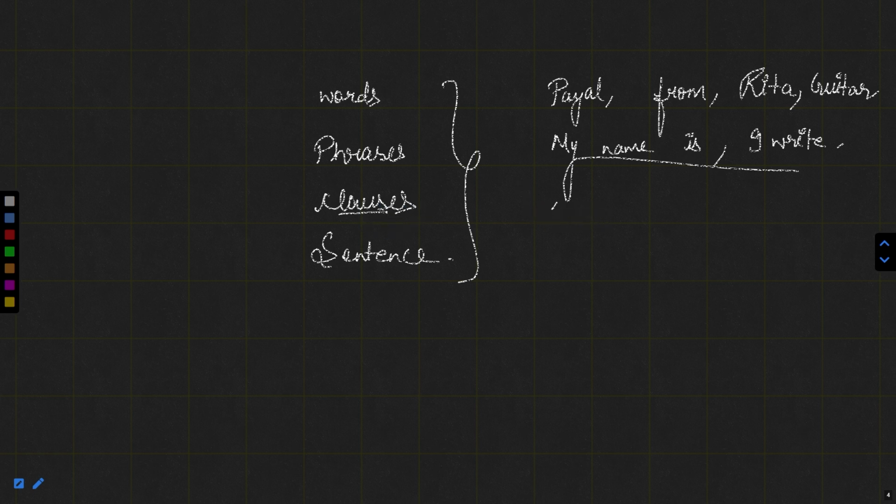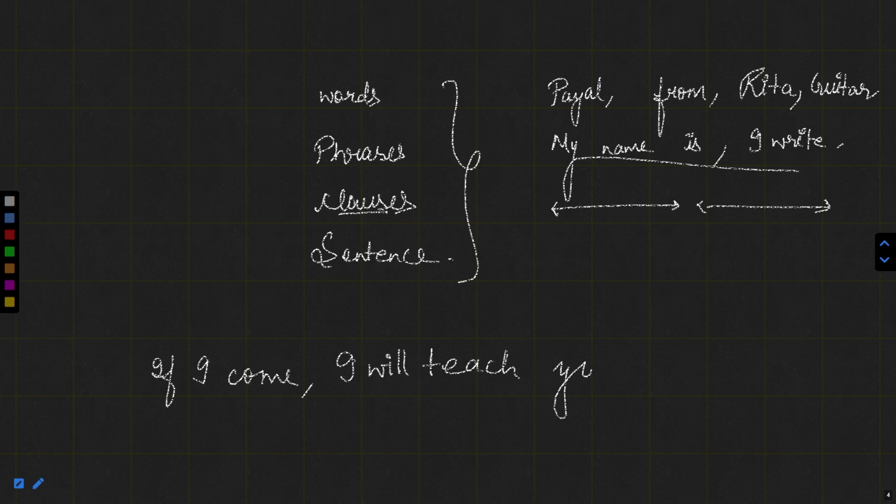Clauses. Two clauses can be joined together, in which one part is either completed or another part is, meaning it is a part of the sentence. For example, if I say, if I come, I will teach you. So this is the sentence. Now you can see that if I say if I come, this is one clause and this is another clause. So these are two clauses.